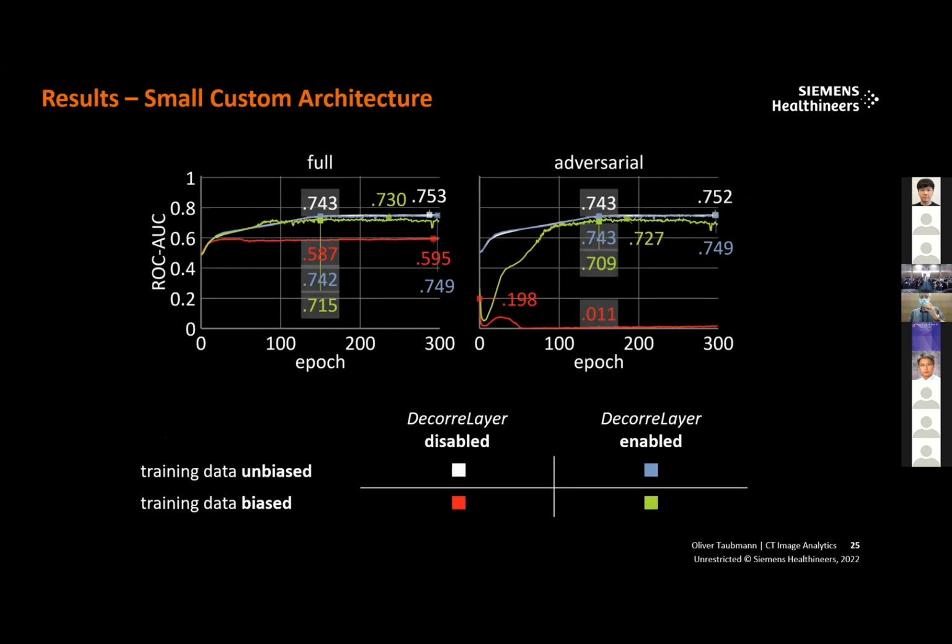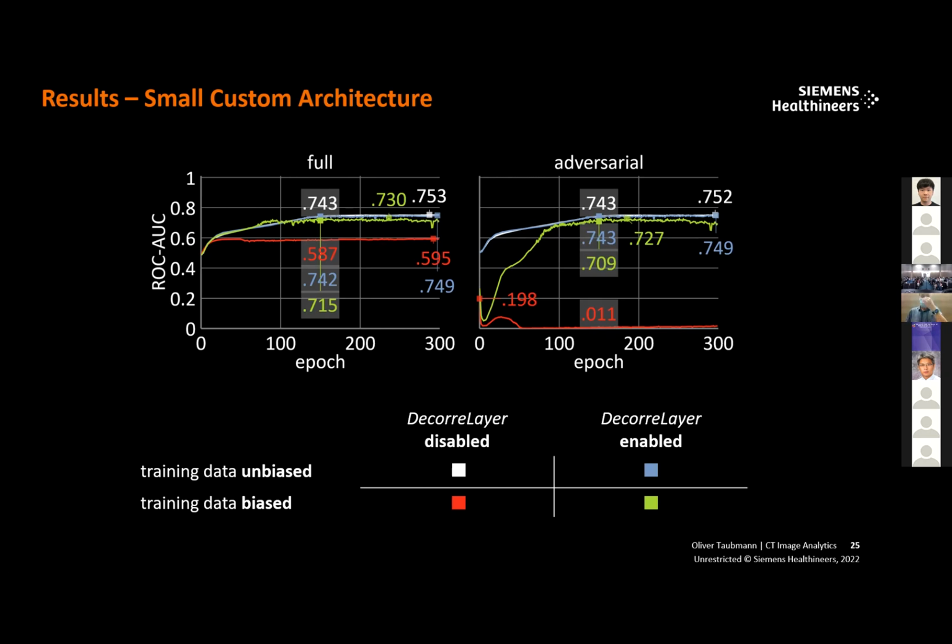Here's some results with a small custom architecture where it's best to show the effects. So the white curve that is a little bit hidden here is our baseline unbiased data and without this decoy layer. Now, if we turn on our synthetic bias, which is the red curve, we can see that the performance drops quite a bit, especially if you look at the adversarial test case where we exactly flip that bias in the test set, where then the model is just consistently wrong.